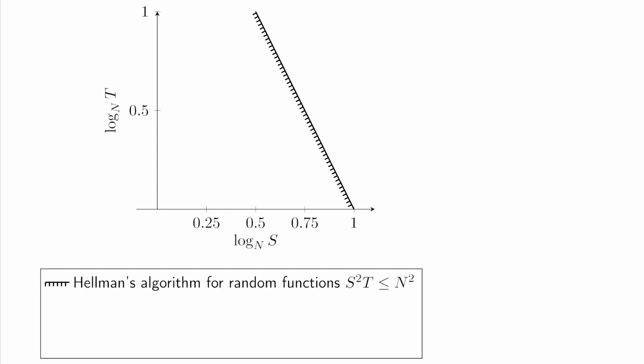So first, Hellman's algorithm for random functions achieving trade-off s squared t less than n squared is plotted as this black line. Next, we have Liao's lower bound of st greater than n, represented by this dashed line on the graph, and the gap between these two lines is the regime where we don't know if there exist better classical algorithms.